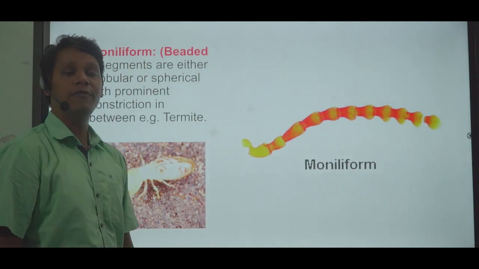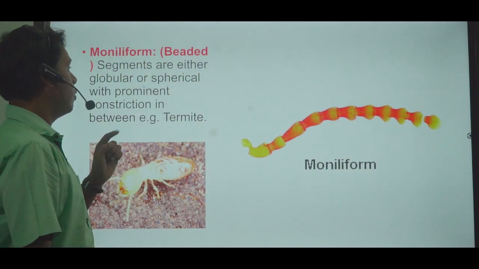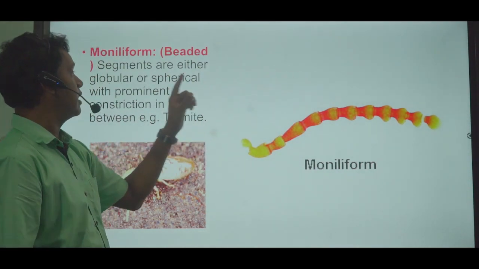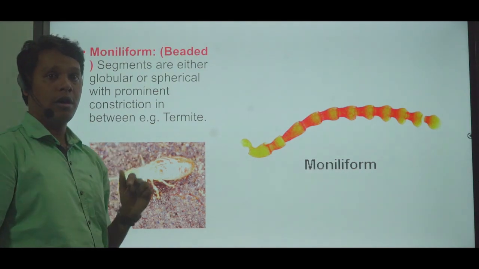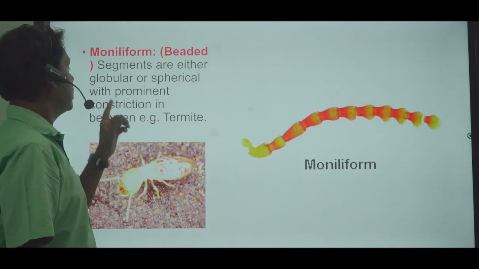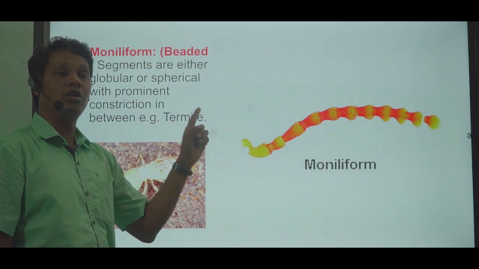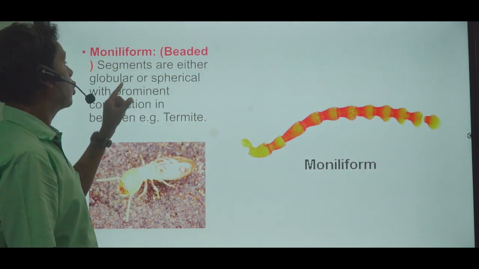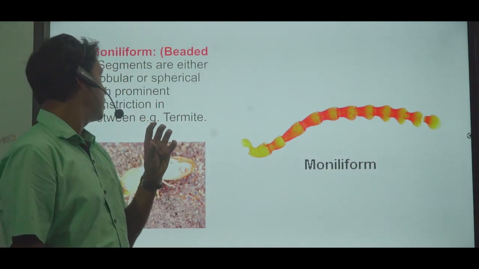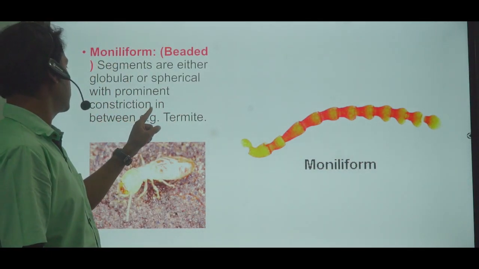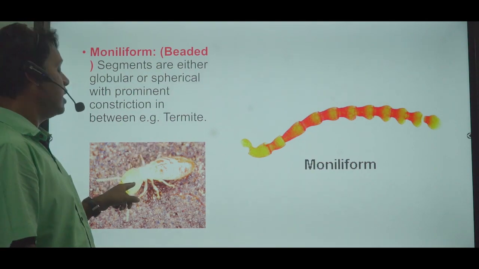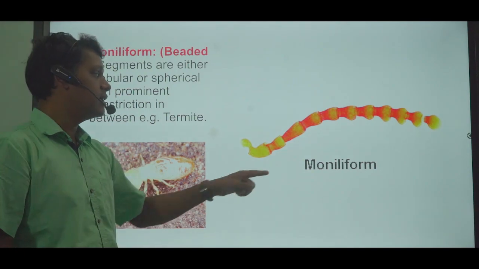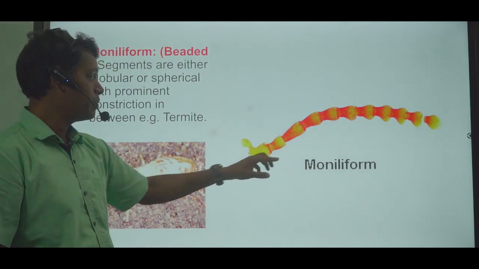Next, moniliform antennae. Why moniliform? Because the segment structure is beaded or bead-like. That is why the antennae type is known as moniliform antennae. Segments are either globular or spherical with prominent constriction in between. For example, in case of termites, we can see these types of moniliform antennae.